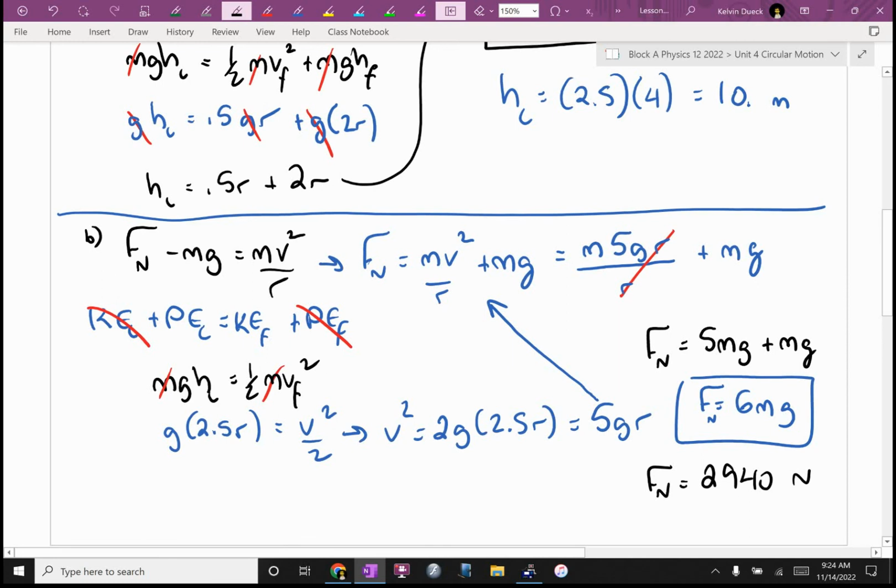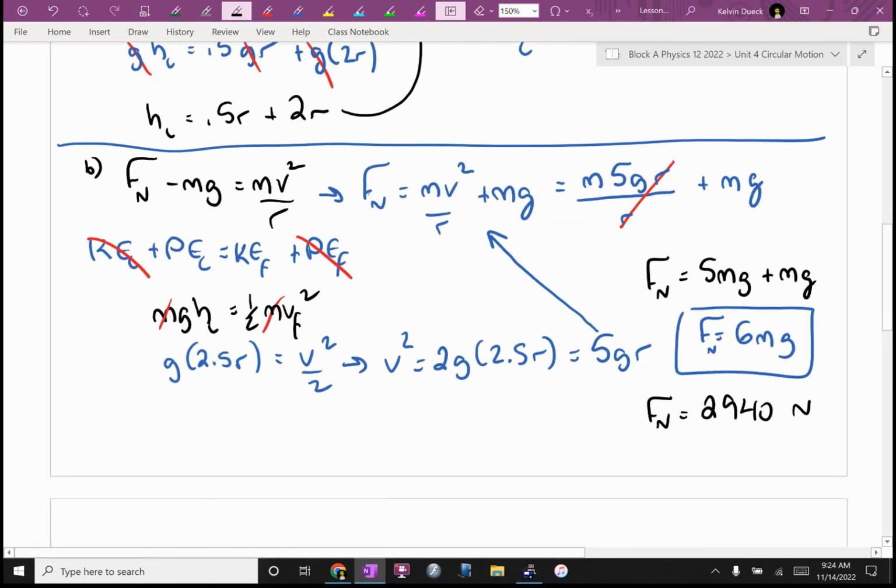Okay. What does part C want me to find? How many g's is this person pulling? You can see it actually right here. No calculator. How many g's are they pulling? What's your normal force over mg? Yeah, it's 6 g's.